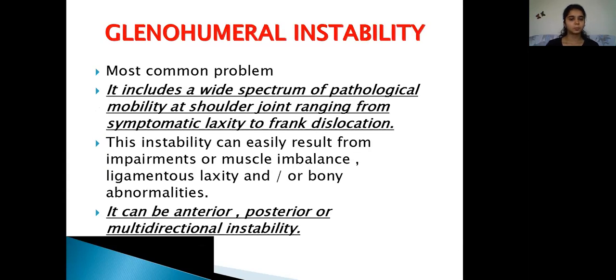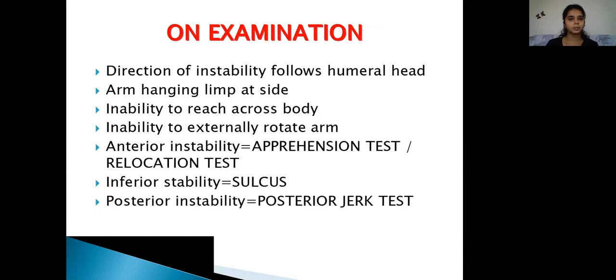Glenohumeral instability is the most common problem, and it includes a wide spectrum ranging from symptomatic laxity of the shoulder joint to frank dislocation. It is associated with other conditions like muscle imbalance, ligament laxity, or bony abnormalities. There are types of instability: it can be anterior, posterior, inferior, or multidirectional. On examination, the direction of instability will follow the humeral head, with the arm hanging limp at the side, inability to reach across the body, and inability to externally rotate the arm.